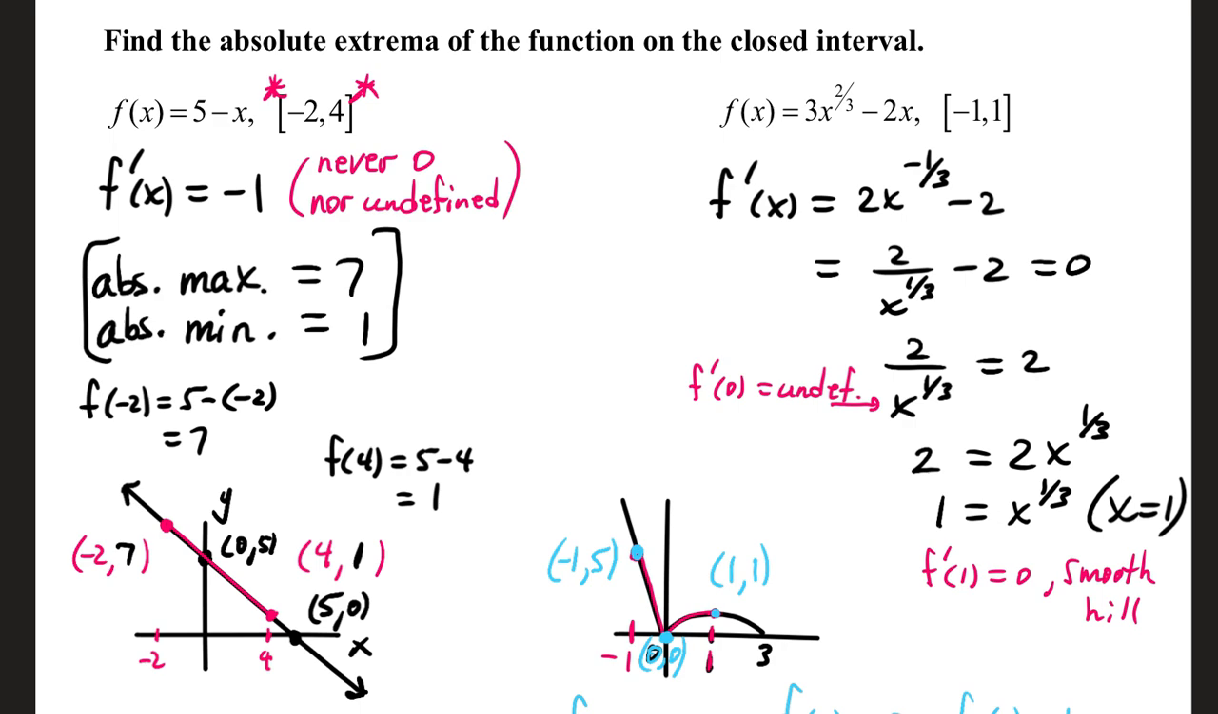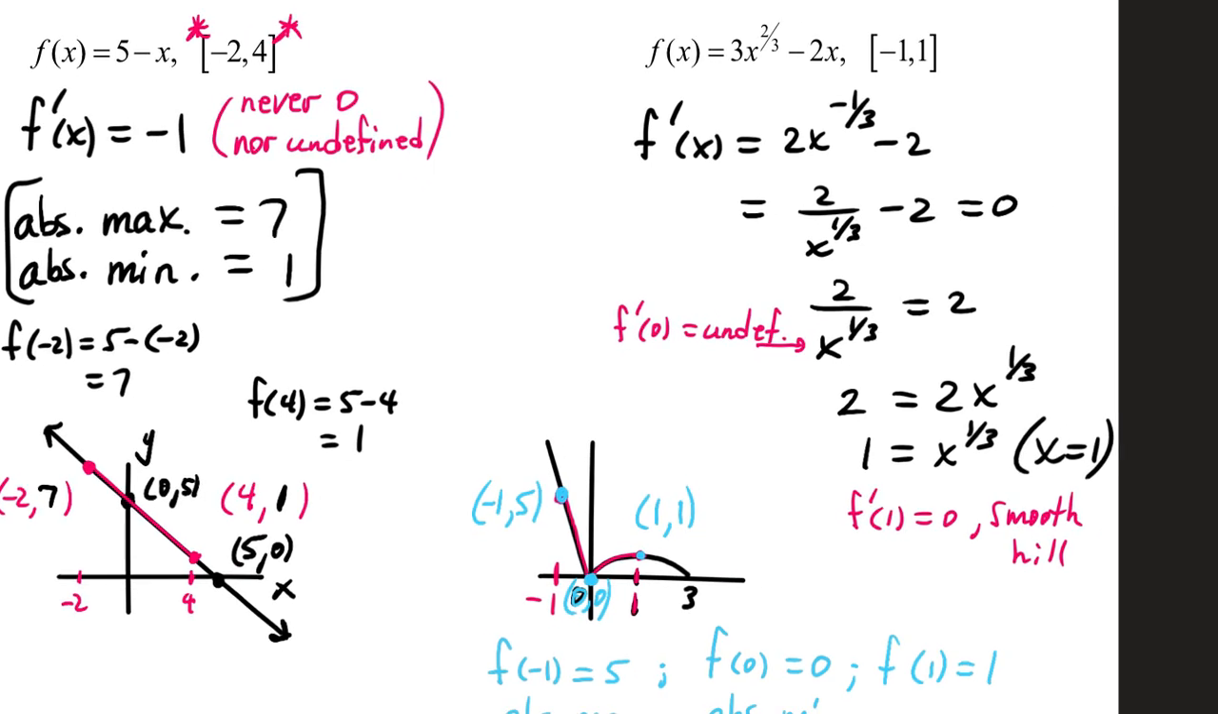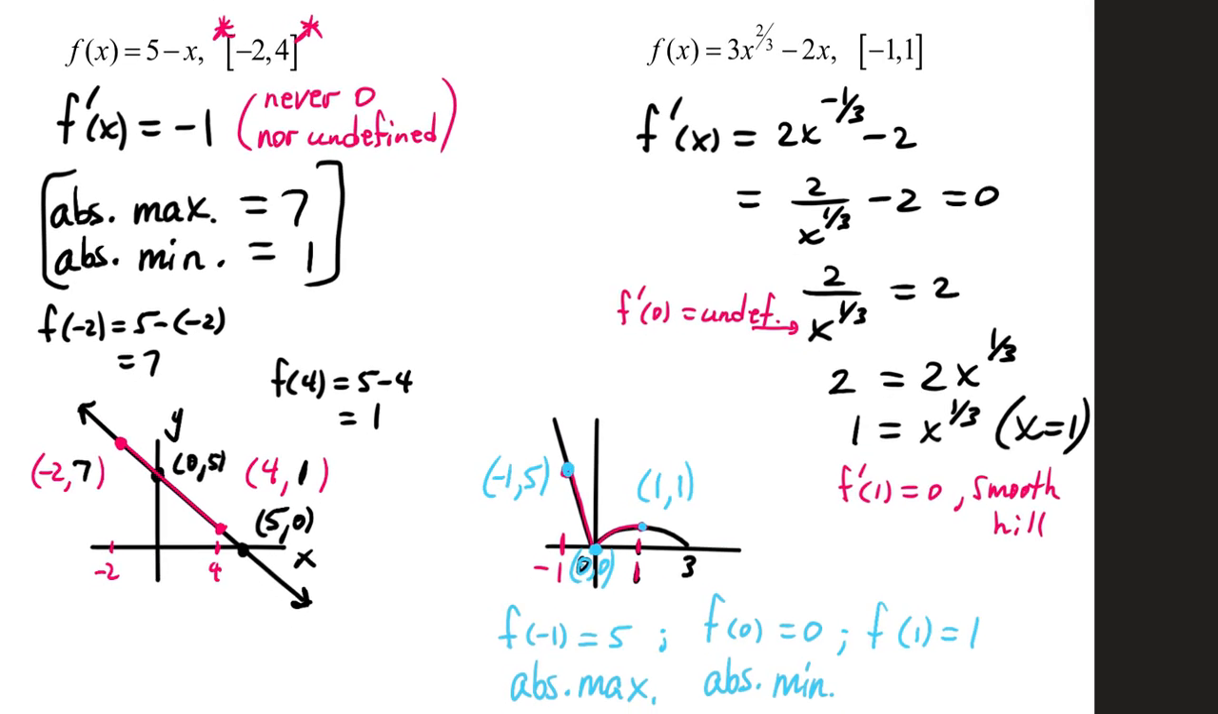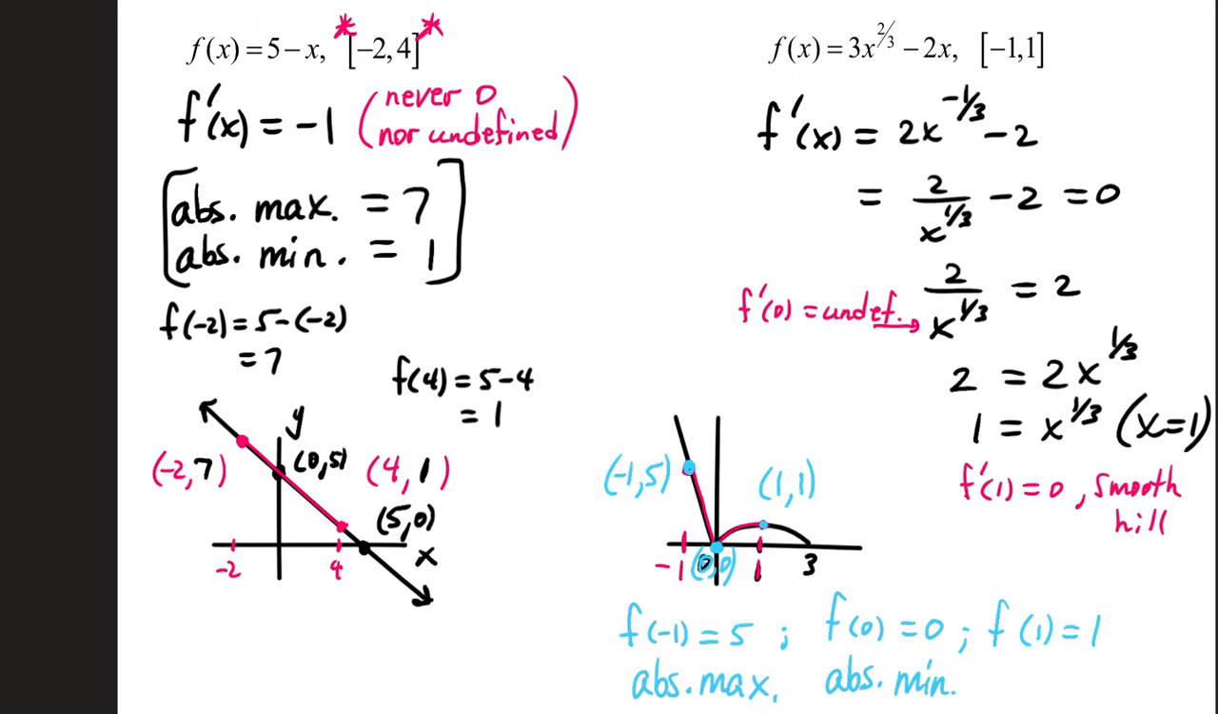Let's move to the function at the top right of your screen. We're going to do the same thing here. We're going to find the absolute extrema. So we have a function defined as 3x to the 2/3 minus 2x, and we have a really small interval from -1 to 1. That's all right. Taking our derivative using the power rule, we have 2x to the -1/3 minus 2.